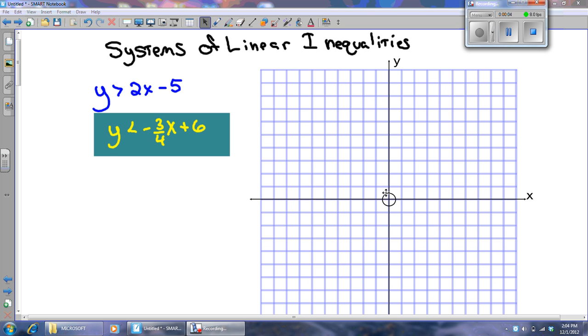Hello, algebra students. Mr. Lawrence here, and we are going to do systems of linear inequalities. Now, if you didn't get linear inequalities the first time around in the last chapter, you need to get systems. Make sure you get in for help and know how to do this.